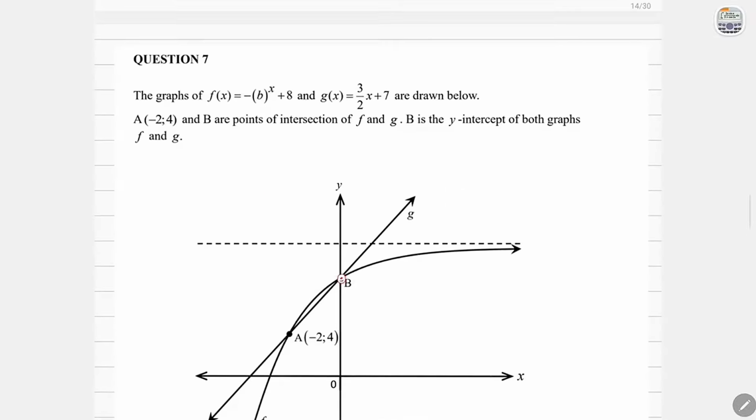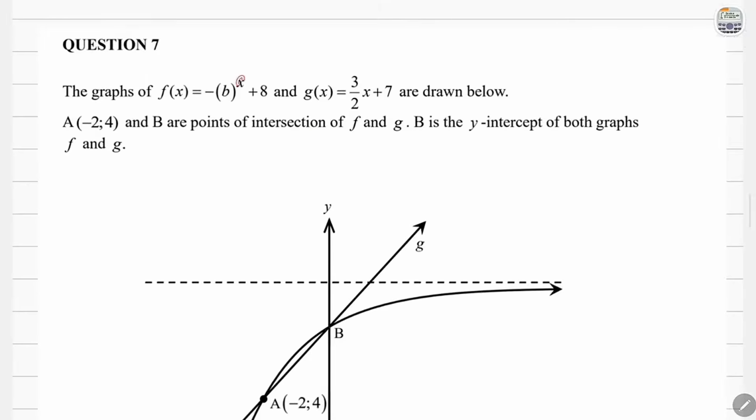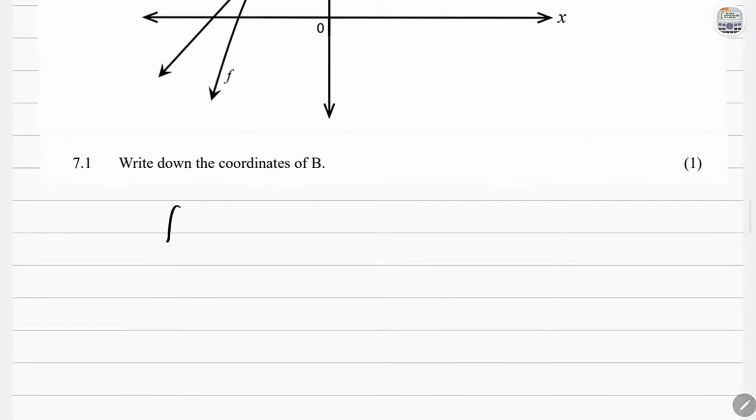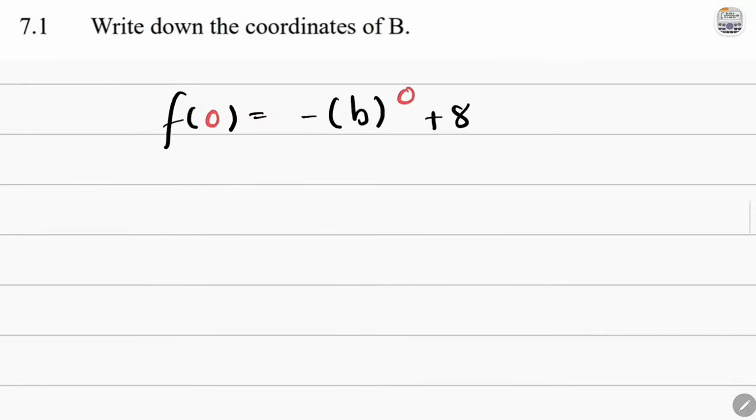Okay, so this is the y-intercept. Now, we could use either one of the equations. It would still work out. At the y-intercept, the x value is 0. We could still find it using f, so we can just use f of x and rewrite. In place of x, we can just substitute 0, so we're just saying b raised to the power of 0.